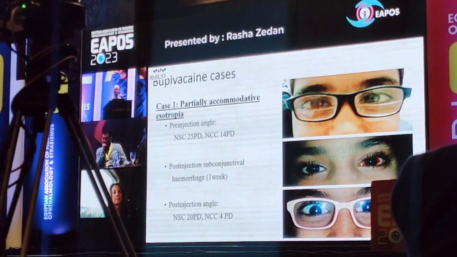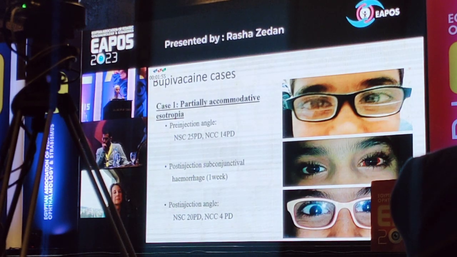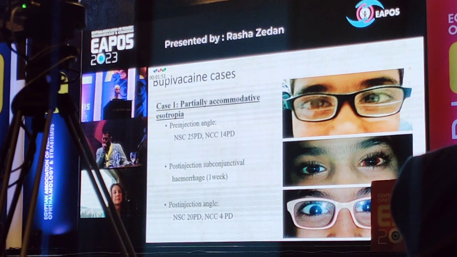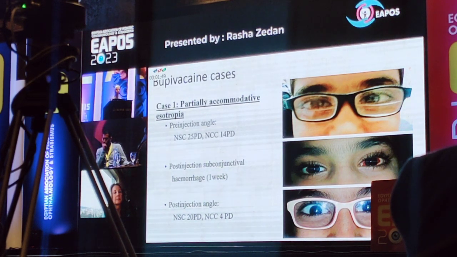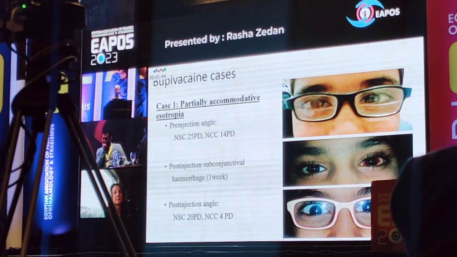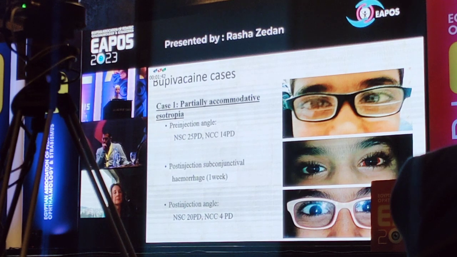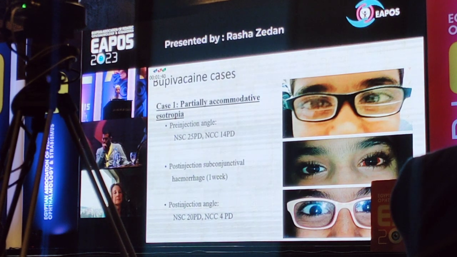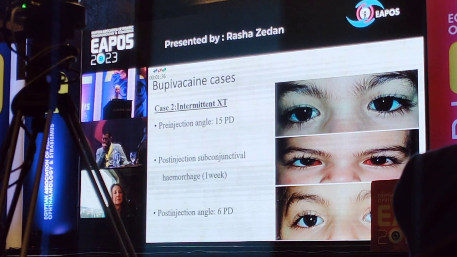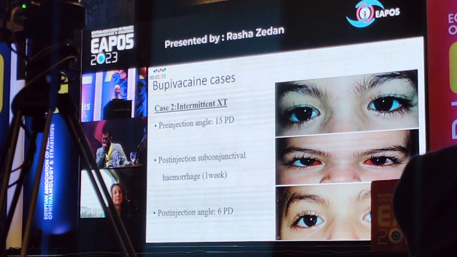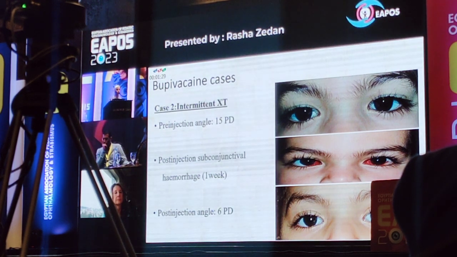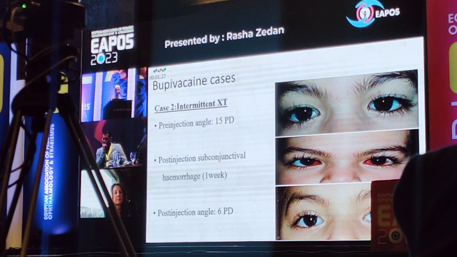These are examples of bupivacaine cases. This is a patient with partially accommodative esotropia with a near angle with glasses of 14 prism diopters, and post-injection, the patient was able to lose the bifocal and had a near angle of 4 prism diopters. This is another case with intermittent XT with a pre-injection angle of 15 prism diopters, and post-injection, the patient was down to 6 prism diopters.